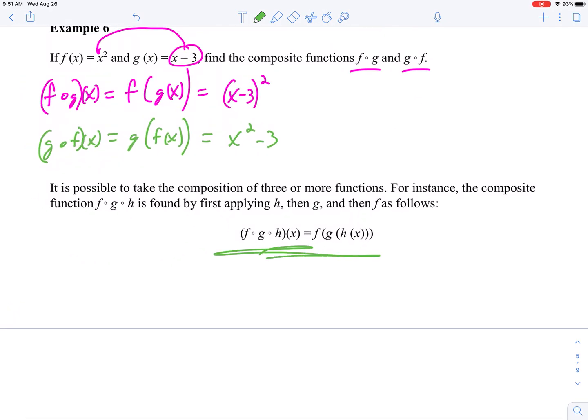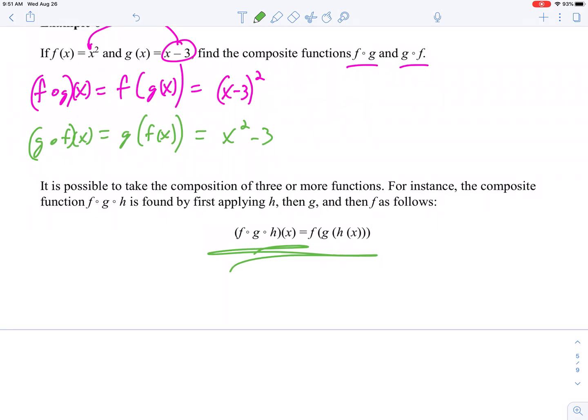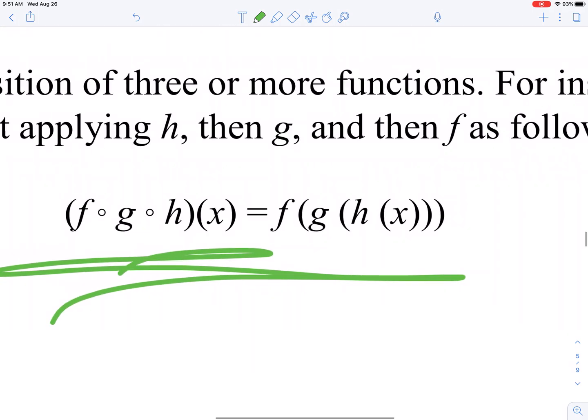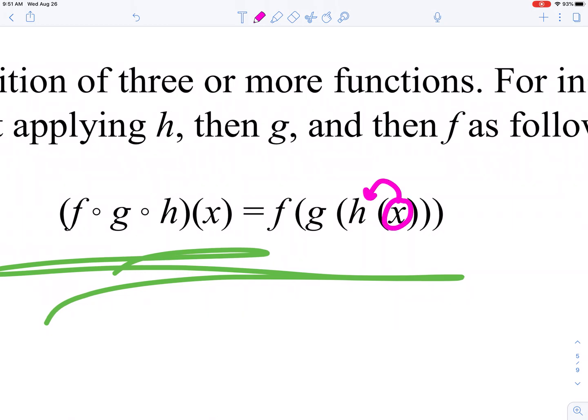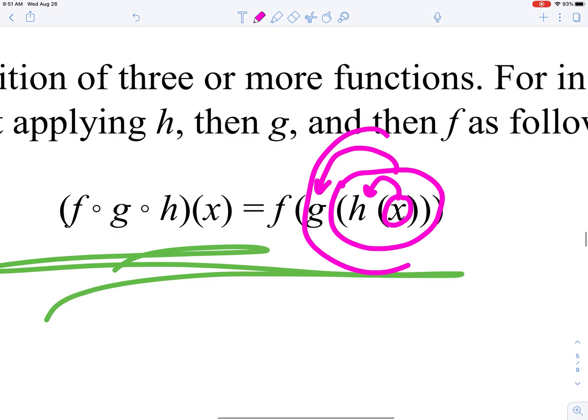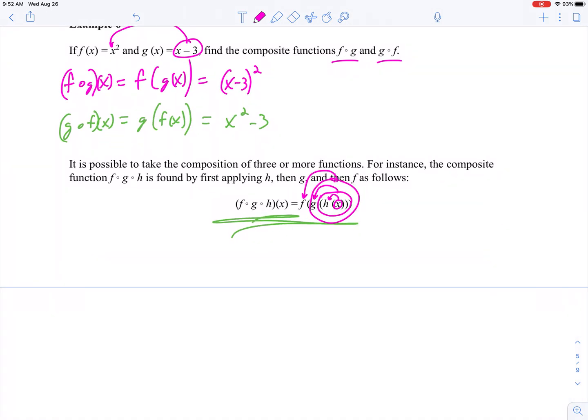This last little bit here is simply saying we're not limited to composing only 2 functions at a time. We can compose as many as we want, but it's the same process, right? If you were going to solve this or work with it in some way, we would take the x value, plug it into the h function. Take that answer, plug it into the g function. Take that answer and plug it into the f function, etc. Okay? Alright, so again, go over this section.